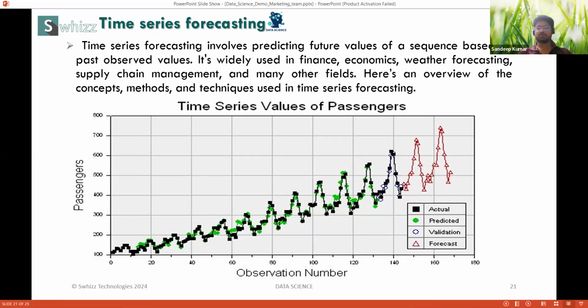This is where we'll be using time series forecasting. Let's take stock market predictions and marketing forecasting. This all comes under time series forecasting only. Why? Because this all follows the time.